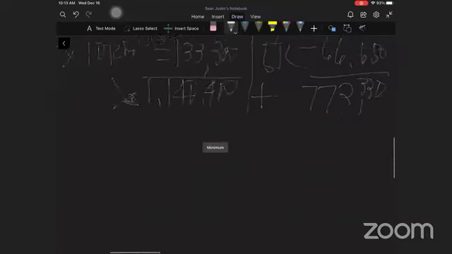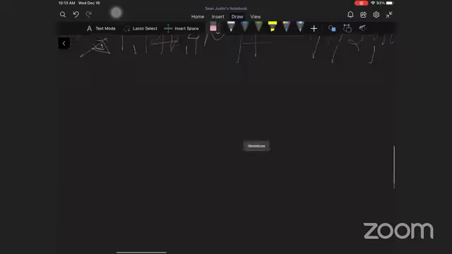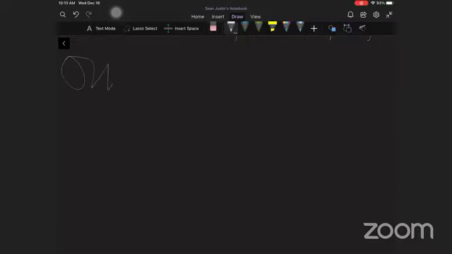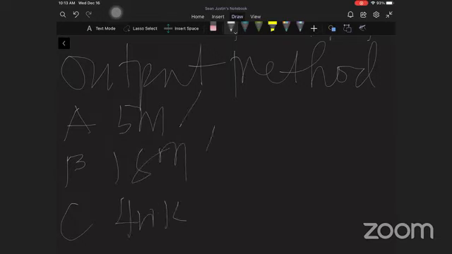Let's proceed with the next method, the output method. We depreciate the machines based on their production, on the units produced or outputs. In the problem, you have machines A, B, and C. Again, the base amount is the depreciable amount, which is 5M, 1.8M, and 400,000. So we divide.